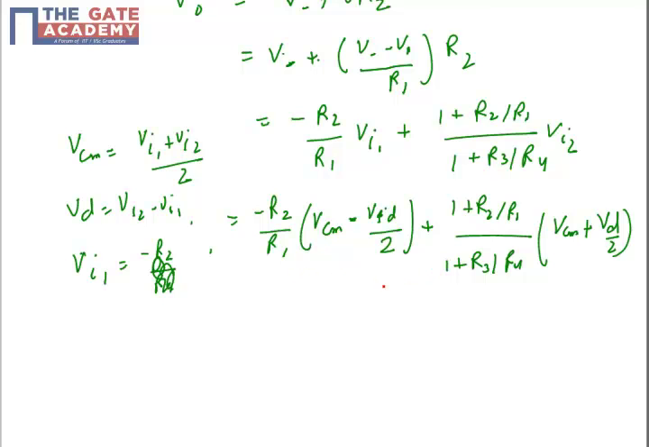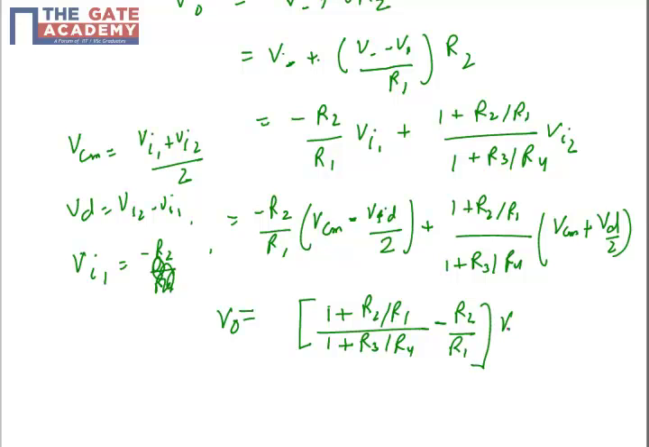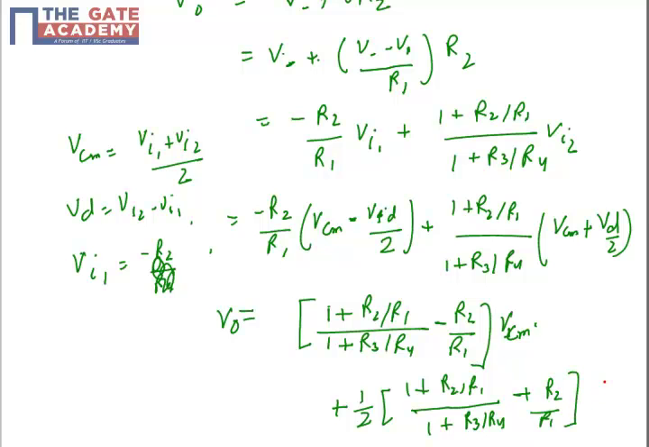Just separate the terms VCM and VD and you will get the expression: V0 equals [(1 plus R2 by R1) upon (1 plus R3 by R4) minus R2 by R1] times VCM plus half of [(1 plus R2 by R1) upon (1 plus R3 by R4) plus R2 by R1] times VD, or VID.